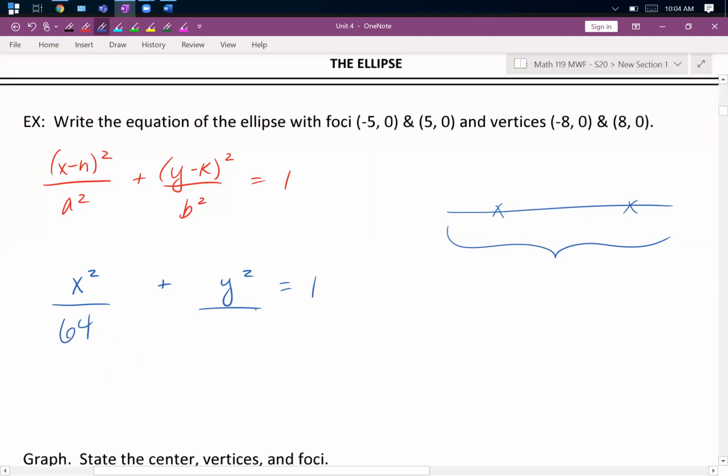But now we need to figure out what number goes under the y. And that's where we're going to use the foci, because so far, really all we've used is the vertices. We're going to use the foci to figure out the number under the y. We know that c squared is equal to a squared minus b squared. We know our c value because we've gone 5 in either direction from our center to get our foci. So we know that our c value is 5. We know that a squared is 64, and we're just going to plug in and figure out what b squared is.